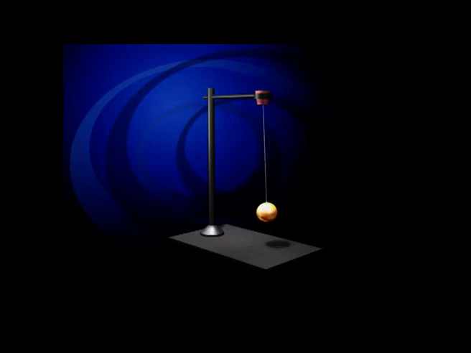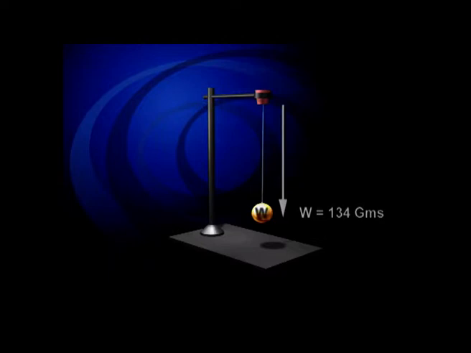Let us examine the three specifications of forces in this setup. The sphere is joined to the string at point B. The other end of the string is fixed at point A. The sphere pulls on the string with a force equal to its weight. The magnitude of the force here is the weight of the sphere, which is 134 grams.